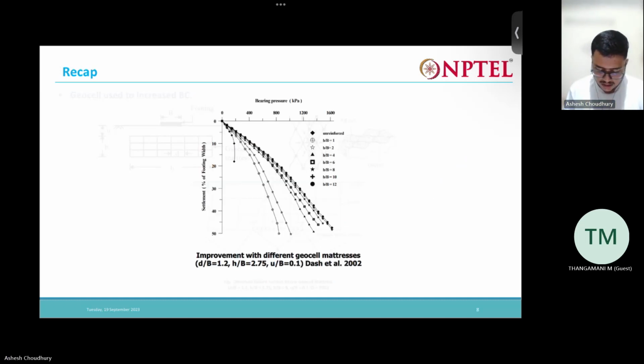These are the improvements with geocell matrices of different width to width ratios. Here again you can see that the stiffness is increasing as we provide geocell, compared to the unreinforced case. The stiffness of the soil increases, and the limiting bearing pressure also increases by a huge amount. But one more thing we have to consider here is that a large amount of settlement is needed to mobilize this increasing bearing pressure.